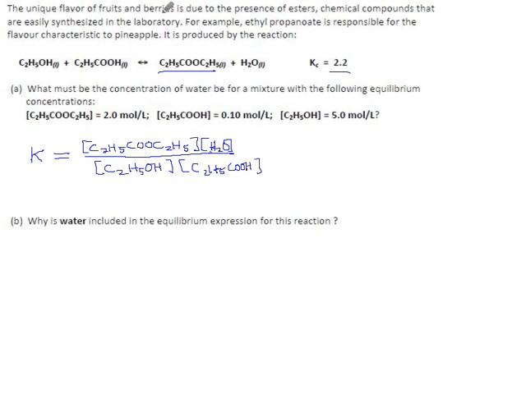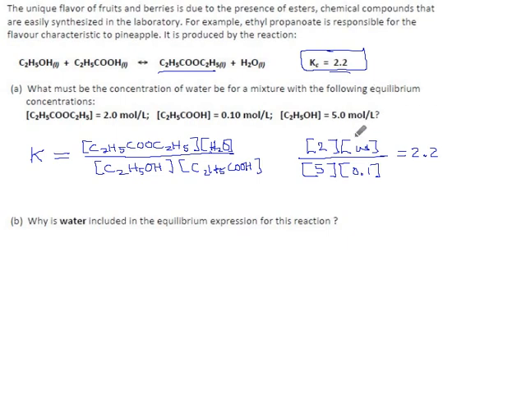And now they're having us do a number crunch with this because they've told us the concentration of the ethyl propanoate is 2. It isn't really necessary to stick with square brackets, but I always seem to do it, and so do a lot of other people. So, okay. Concentration of water, I do not know. We'll call it W for water. If you want to go with X, fine. Concentration of ethanol, 5. And concentration of the propanoic acid, they say is 0.1. Okay, so we have all those concentrations, and they tell us if we're at equilibrium, the K will be 2.2.